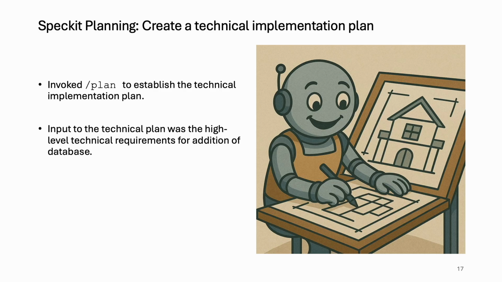With the detailed specifications in place, the next step is creating the technical plan. Using the /plan command, I translated those requirements into a concrete implementation approach. The key point here was the high-level technical requirement for adding a database. What needs to exist, how it fits into the architecture, and how it should be tested. By the end of this step, we're no longer talking about abstractions. We have a clear executable blueprint that both humans and AI agents can follow.